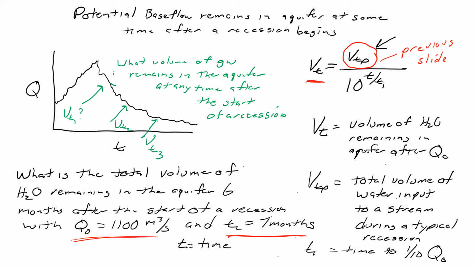This VT right here is also a volume. We want it the same units. So if VTP is a volume and VT is also a volume, that means that these units here have to cancel out. So T and TI need to be in the same units. They don't have to be in days. In all the other examples, I've converted it to days. But in this case, I gave you months. TI is 7 months, and T is 6 months. So you can just divide 6 by 7 for that. You don't have to change it to days.